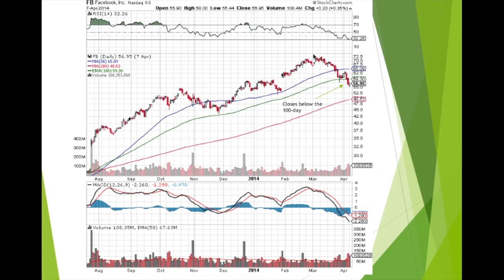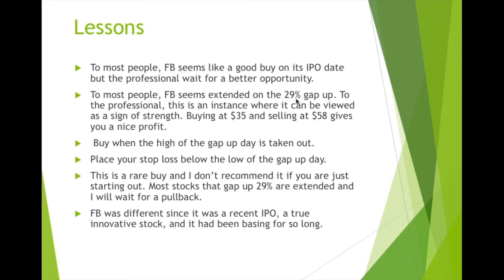But you do give up some of your gains here, but this was still a great move, a great trade. You buy it here, and it holds here, and then you sell it here, and a nice winner in Facebook. Here are some lessons we learned.